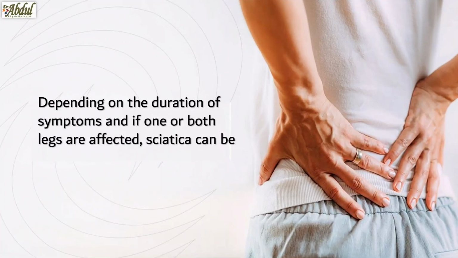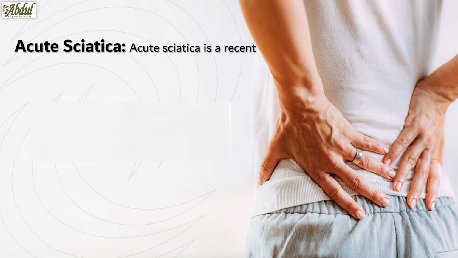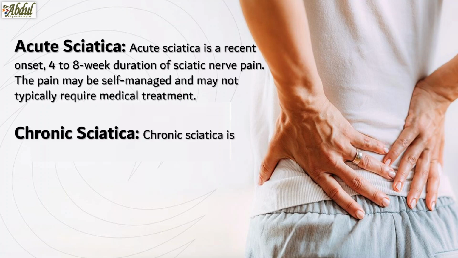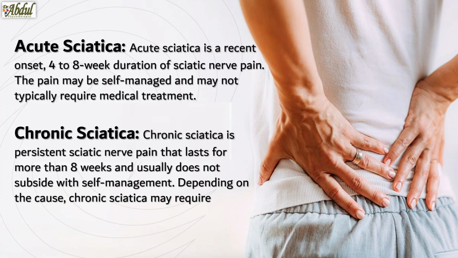Depending on the duration of symptoms and if one or both legs are affected, sciatica can be of different types. Acute sciatica. Acute sciatica is a recent onset, 4 to 8 week duration of sciatic nerve pain. The pain may be self-managed and may not typically require medical treatment. Chronic sciatica. Chronic sciatica is persistent sciatic nerve pain that lasts for more than 8 weeks and usually does not subside with self-management. Depending on the cause, chronic sciatica may require non-surgical or surgical treatment.